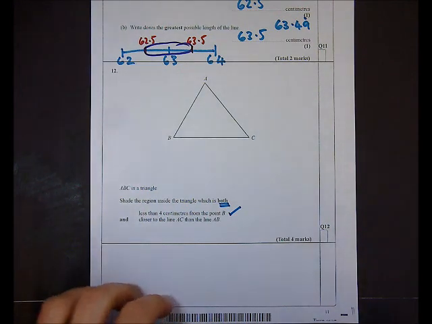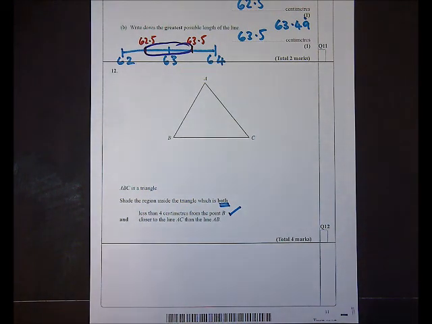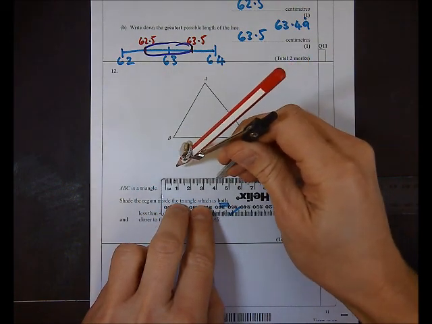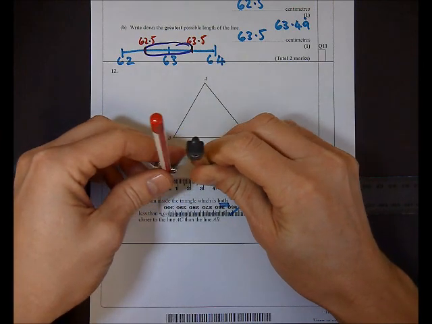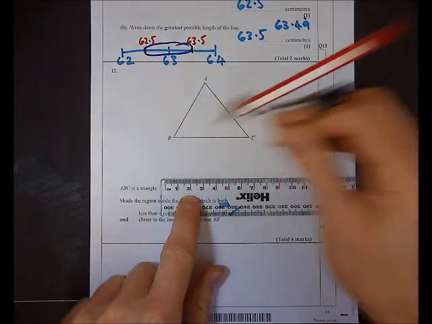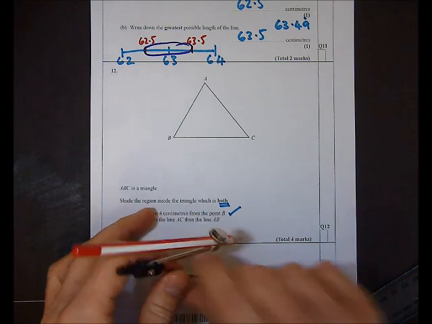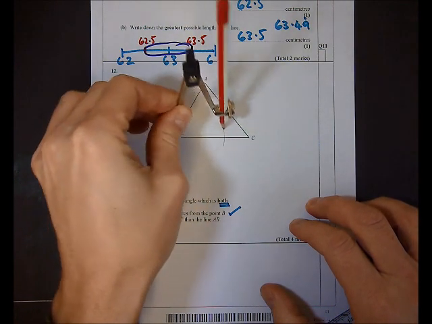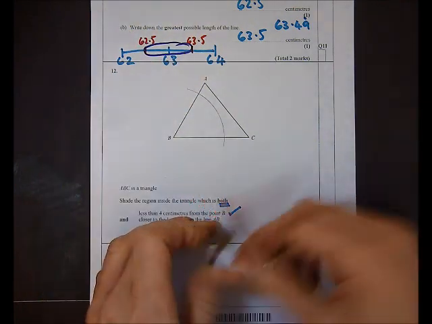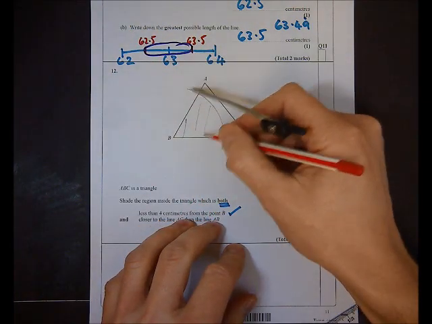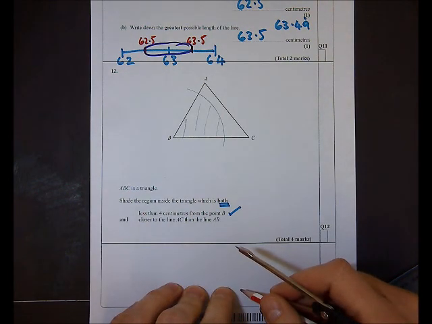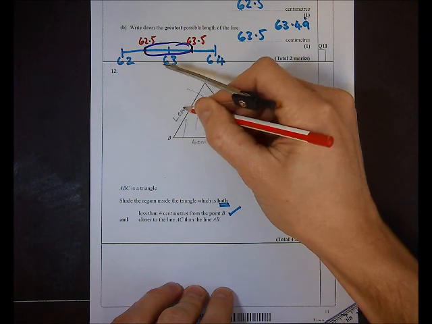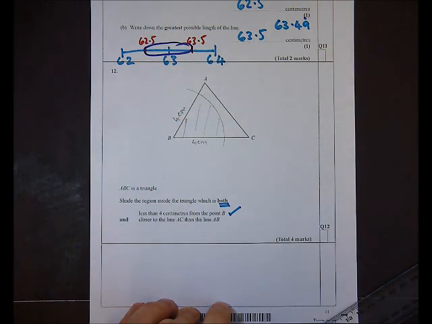So less than 4 centimetres from the point B, I need to take my compass and open it out to 4 centimetres. So from point 4 back to 0, that compass is now 4 centimetres wide. So if I place that on point B, I can now draw an arc. Everywhere inside that arc, I'll shade this lightly, everywhere inside this arc here is less than 4 centimetres from B, because this distance here is 4 centimetres and this distance here is 4 centimetres, as it's the radius of a circle.